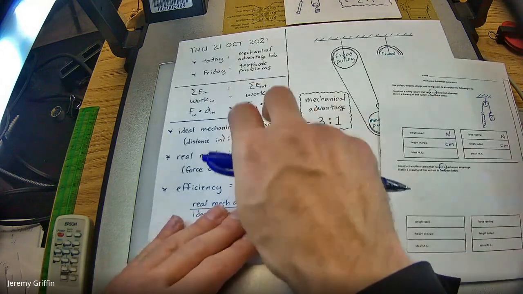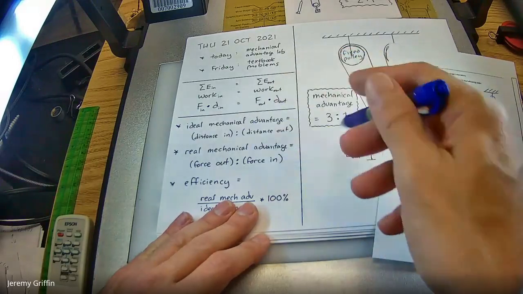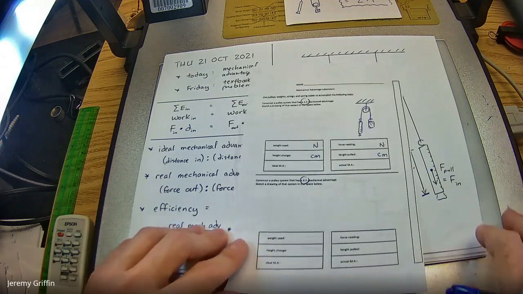Well, I'm going to leave this page up on the projection over the course of the class so that you can see those definitions. You guys okay so far?